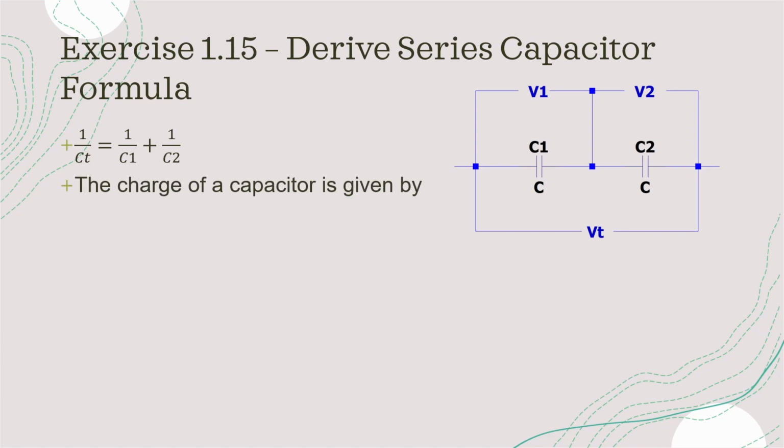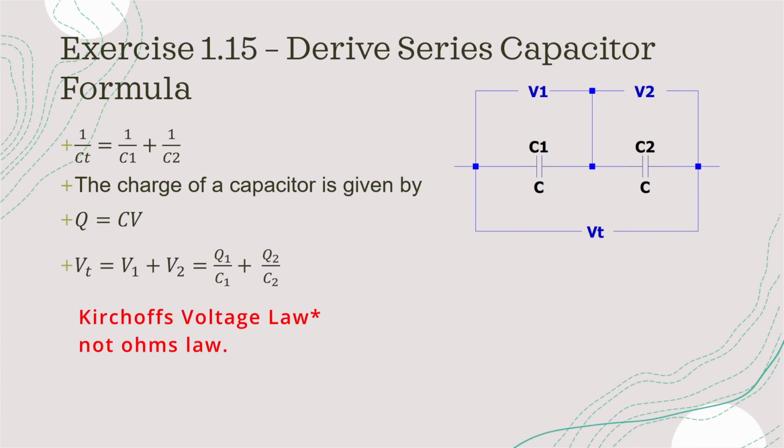From the theory we know so far, the charge of a capacitor is given by charge equals capacitance times the voltage of the capacitor itself. And from Ohm's law, we know Vt is equal to V1 plus V2. So rearranging Q equals CV to V equals Q divided by C, we get the following equation. So you can see V1 is equal to Q1 over C1 and V2 is equal to Q2 over C2.